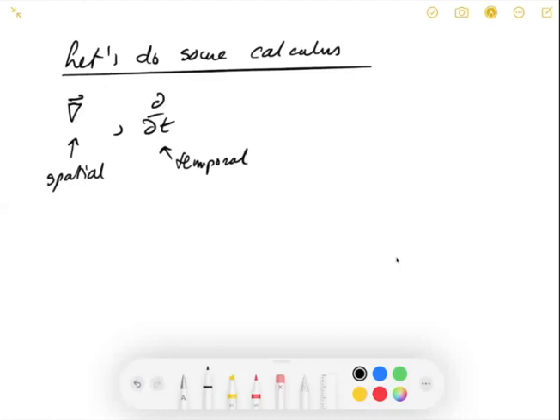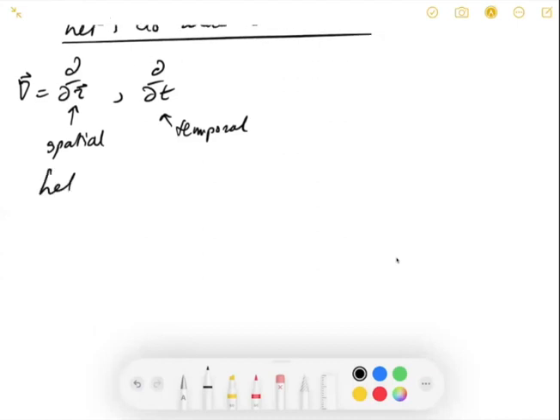We can even make it more explicit, because sometimes we can write the gradient like this, or d/dr vector. And now it's really clear that there are a lot of similarities between the differential time and the differential spatial operation. So let's try something.